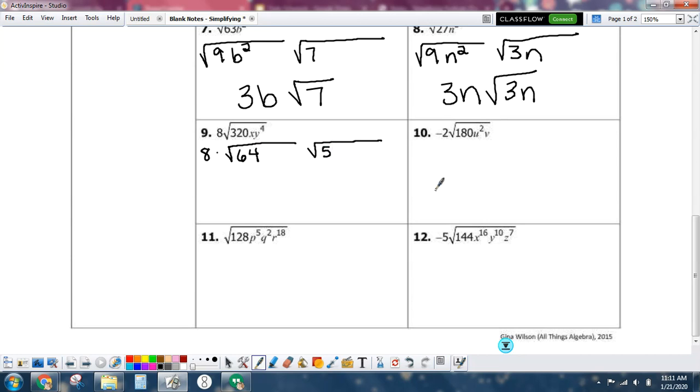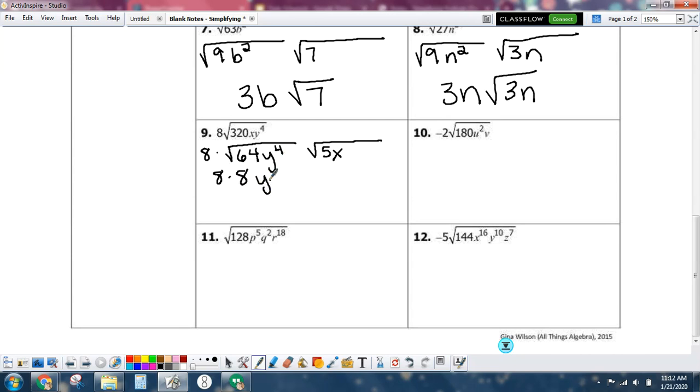And now I have my exponents. I have an x with just a 1, and since it's just 1, it goes on the right side. For the y, I have y to the 4th. 4 is divisible by 2, so that's going to go on the left. Okay, and now I can go ahead and simplify. I'm going to bring down my 8 times, and then the square root of 64 is 8.